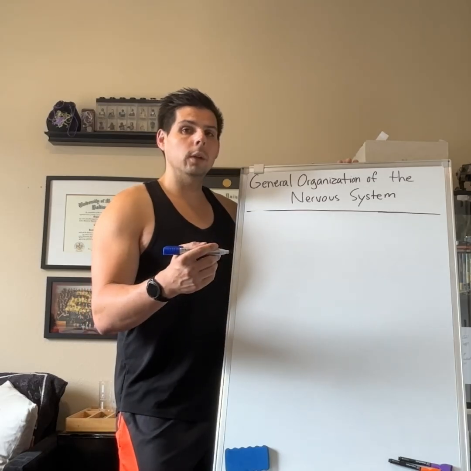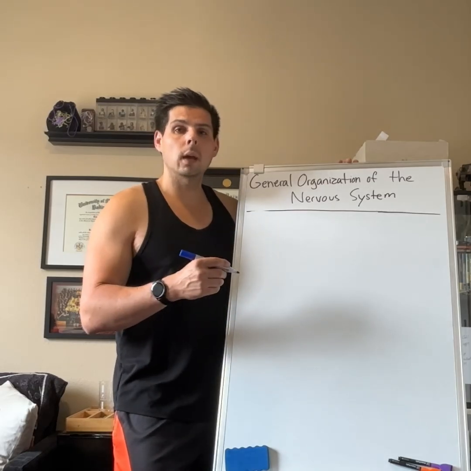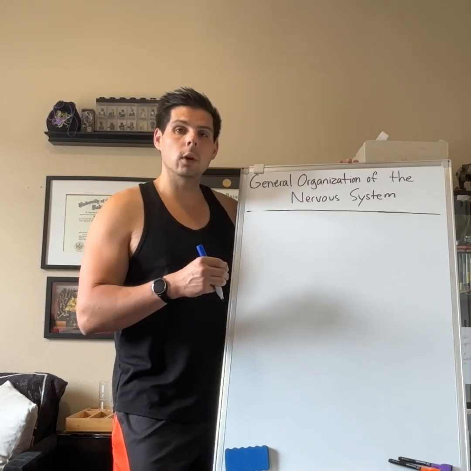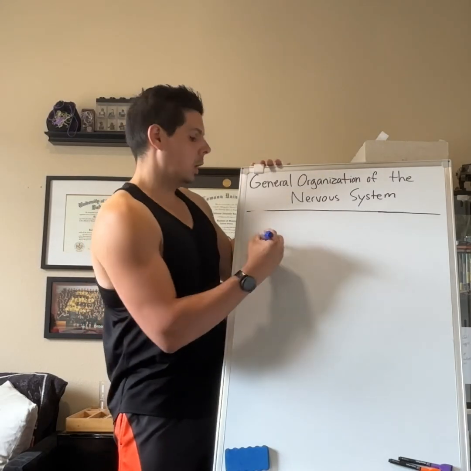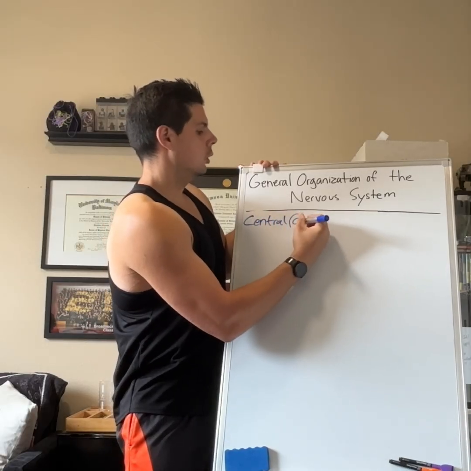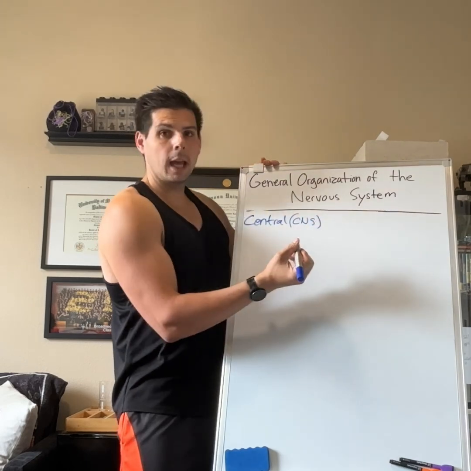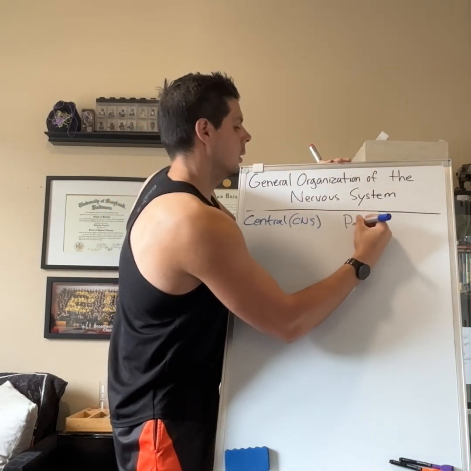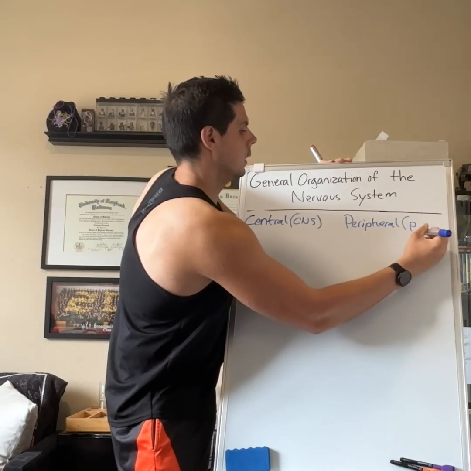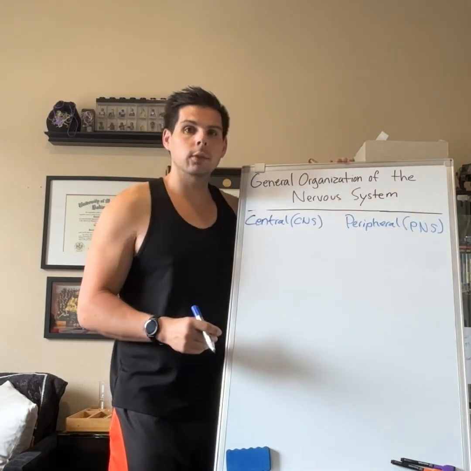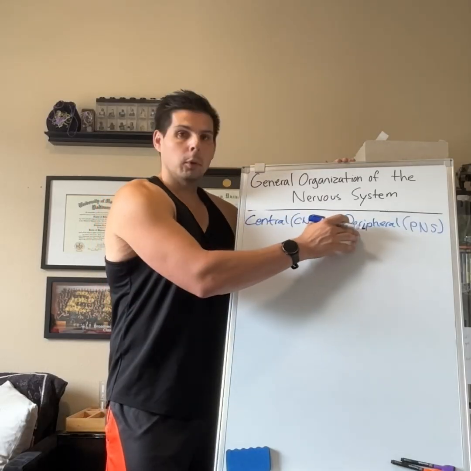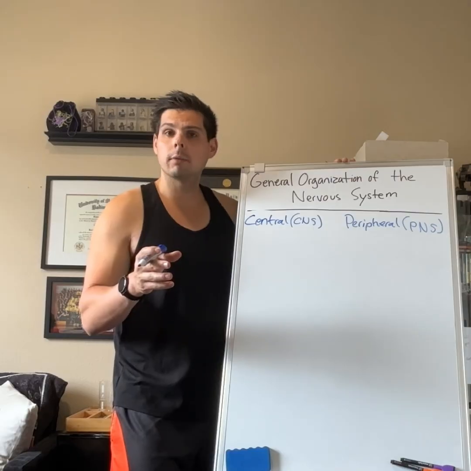To discuss the general organization of the nervous system, we are going to divide it down into the composite systems that make it up. The first two major divisions of the nervous system that we're going to be talking about are the central nervous system, which is usually abbreviated down to being CNS, and then the peripheral nervous system, which is usually abbreviated down to PNS. Your central nervous system consists of your brain and your spinal cord. The peripheral nervous system consists of pretty much everything else.